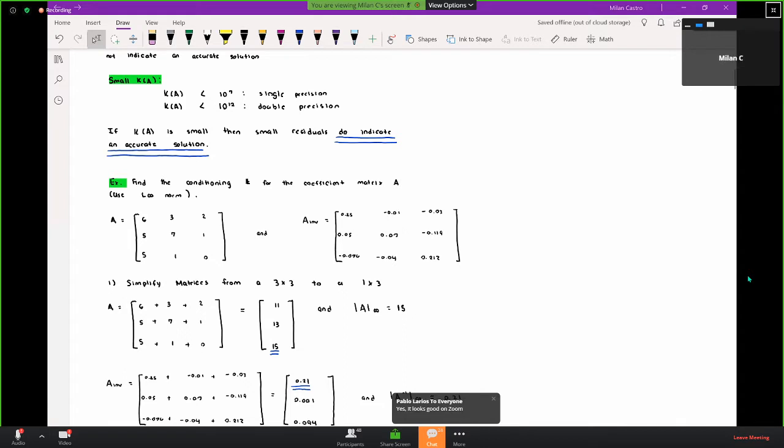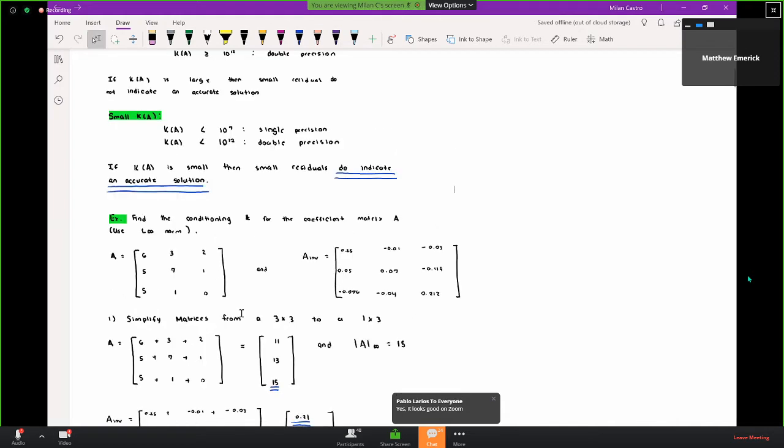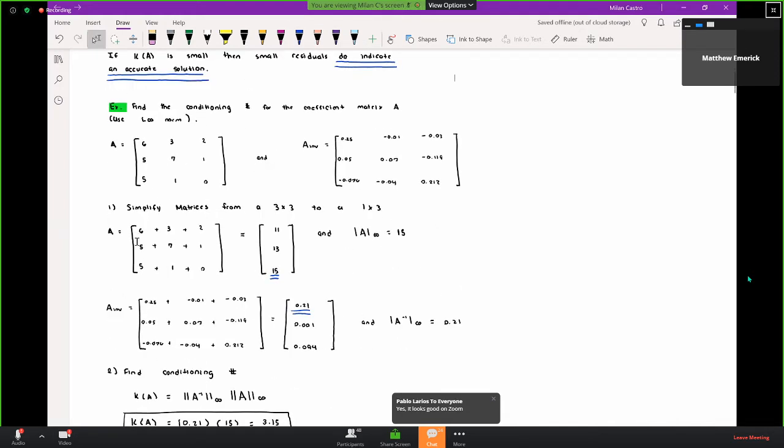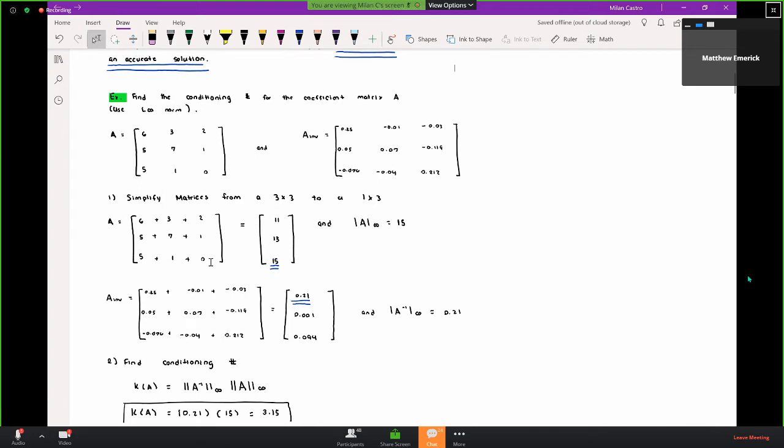Actually know. Yes. Under one, the first step where you simplify the matrices down, is the absolute value of A, infinity equals 15, is that the same as the infinity norm, like L infinity? Yes. So that's the notation for the infinity norm of matrix A.